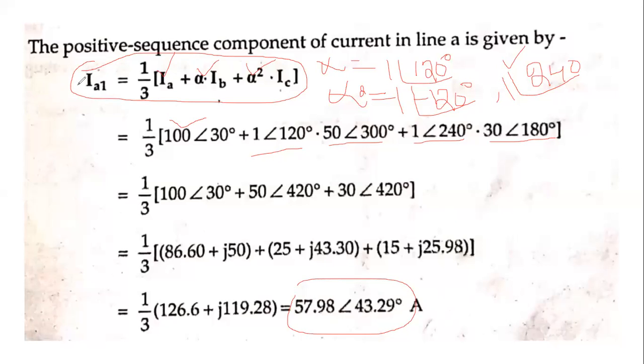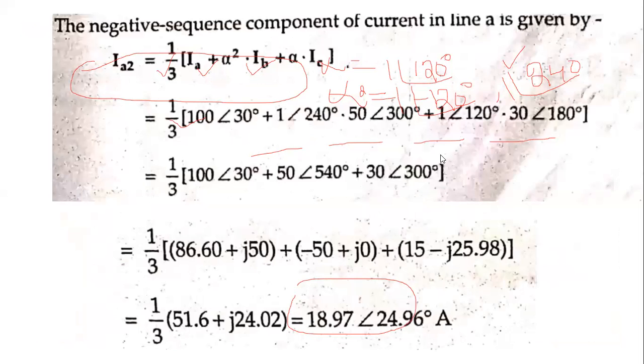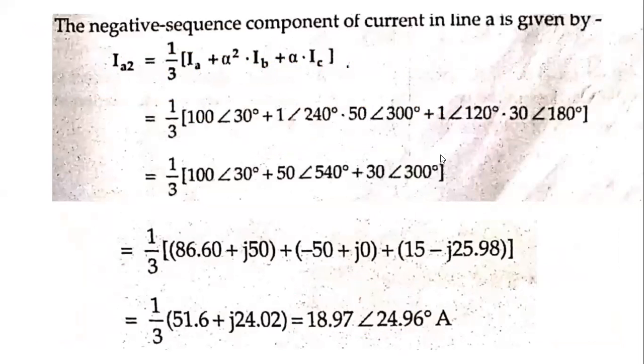Similarly, we calculate the negative sequence component current, that is IA2. What is the formula for IA2? IA2 is equal to 1 by 3 into IA plus alpha square into IB plus alpha into IC.